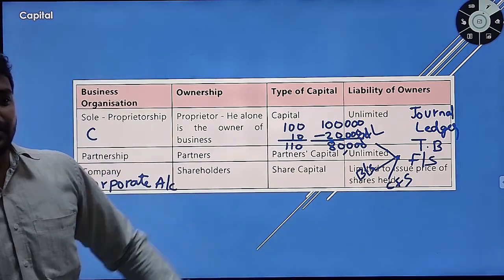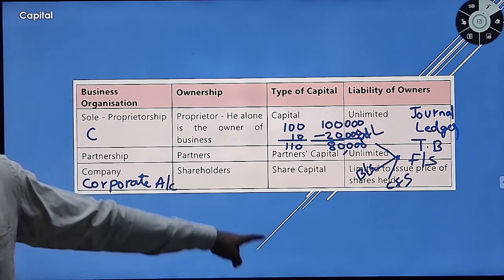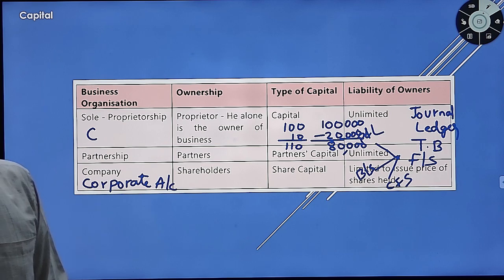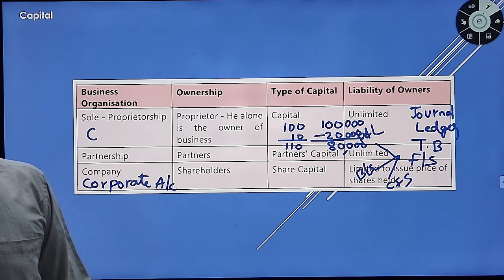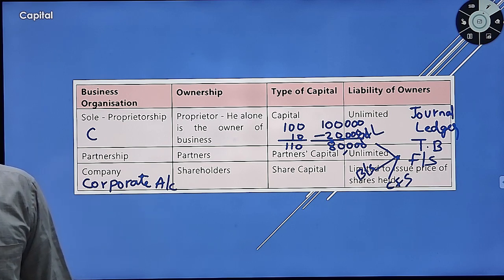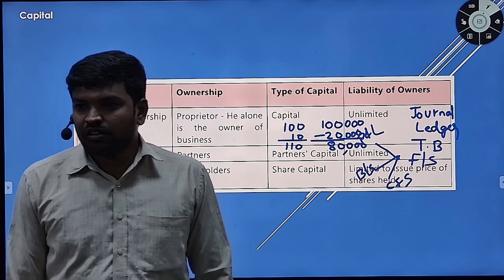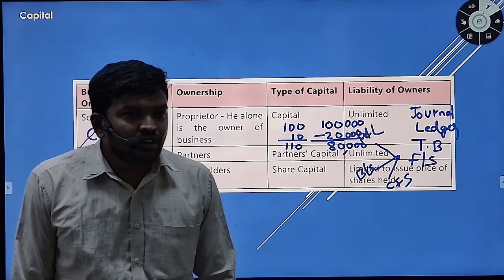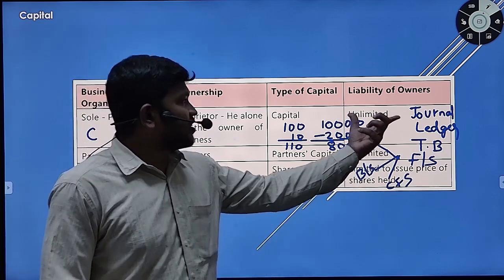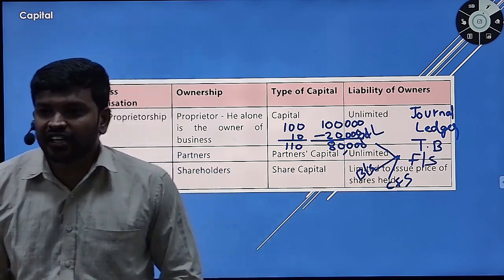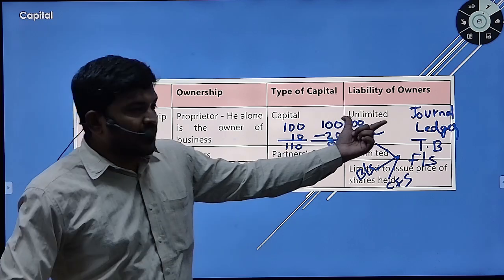If his property is also not sufficient to pay the debts, then it would be a huge burden. Yes or no? Suppose the loss is, say for example, 2 crores. Yes or no? You will understand the pain of this unlimited liability. Here also it is unlimited liability.